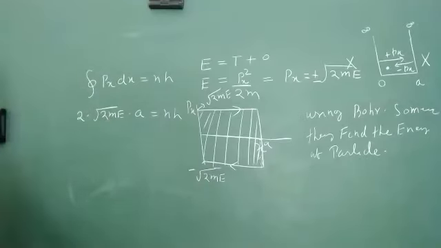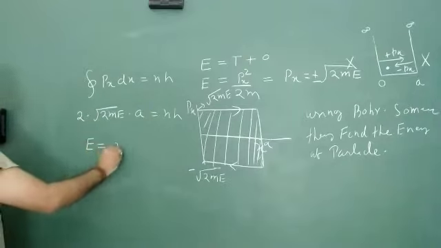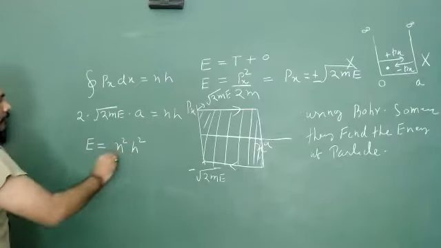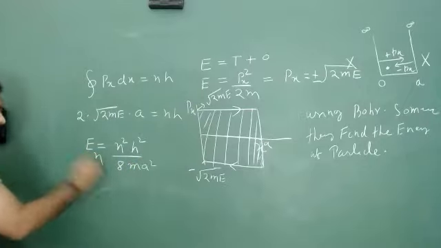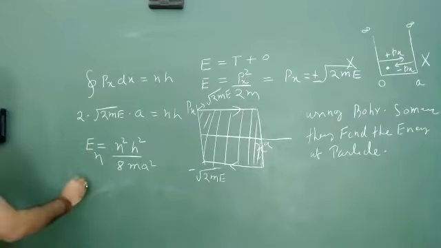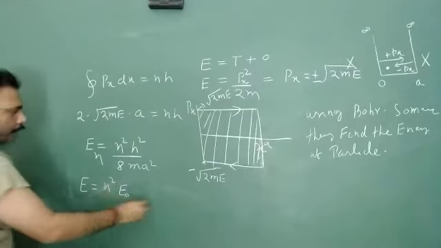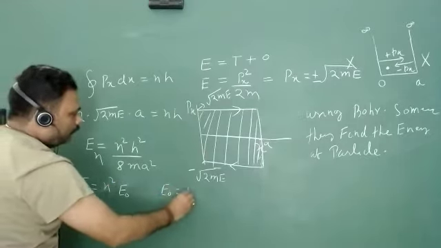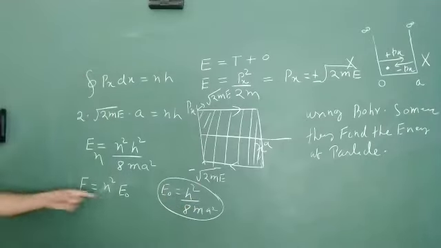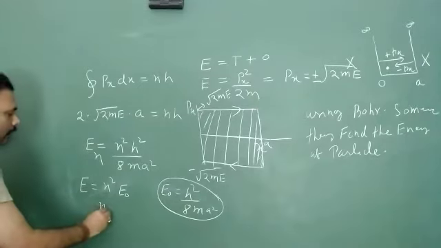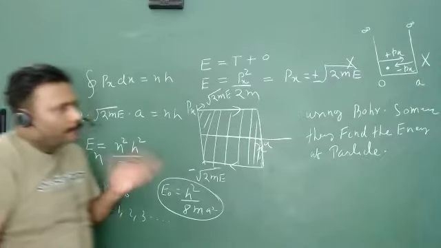Now from here you can square both sides and get E. And what is the value of E? It is equal to n square h square upon 8 m a square. What you have found is not E, rather En. The En can be written as n square E naught, where I put E naught as some fundamental value, that is h square upon 8 m a square. So you get the energy, possible for n is equal to 1, 2, 3 and so on. So what is the possible energy according to Bohr-Sommerfeld theory?